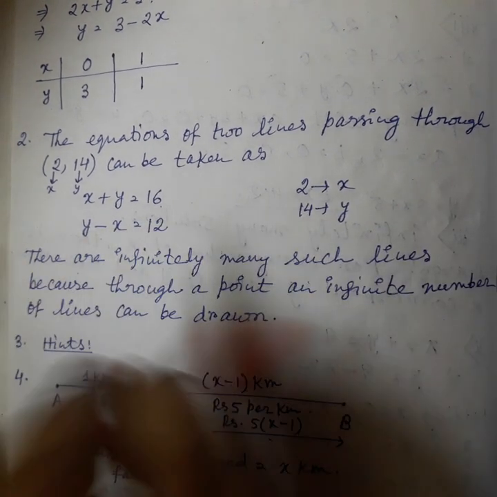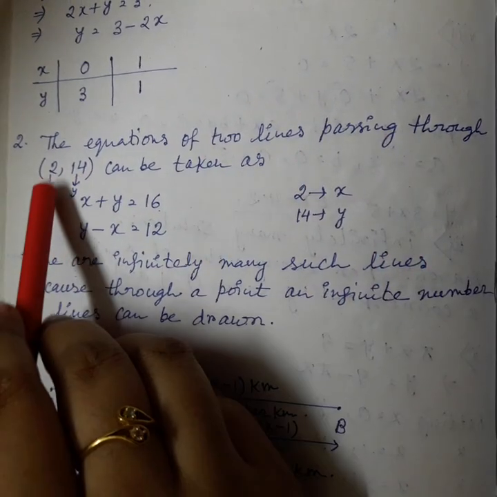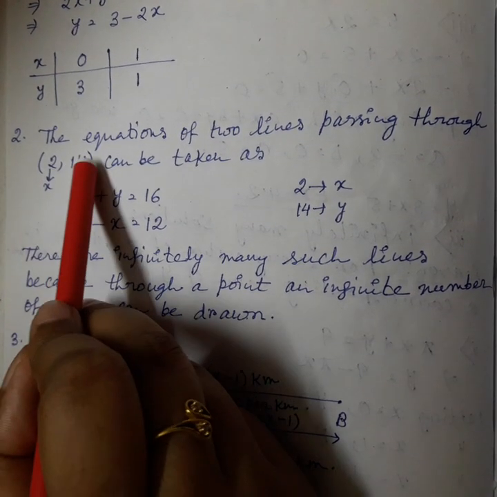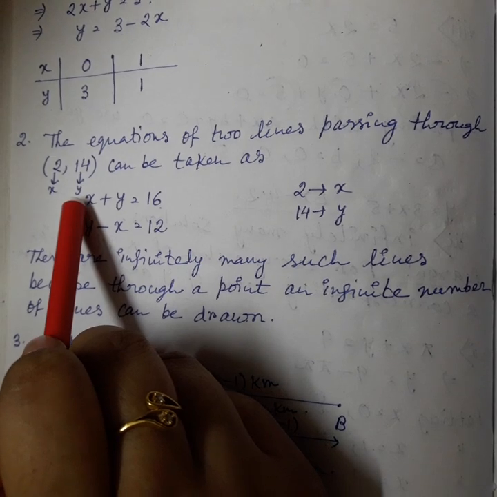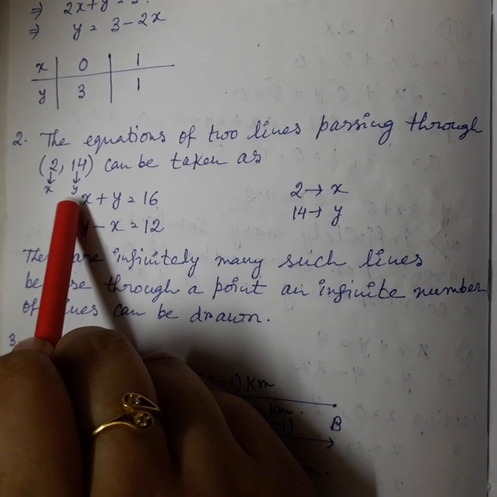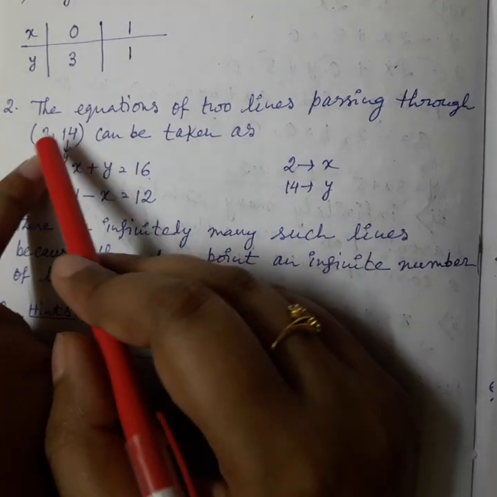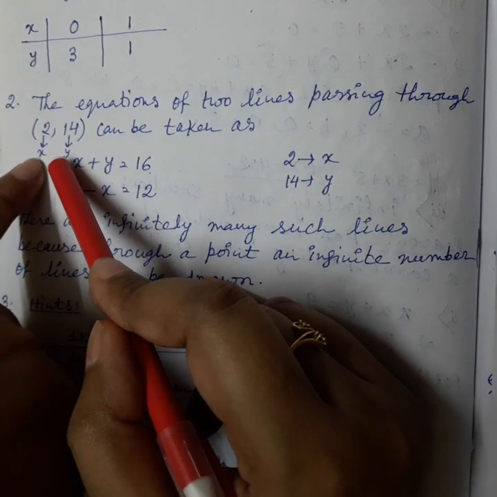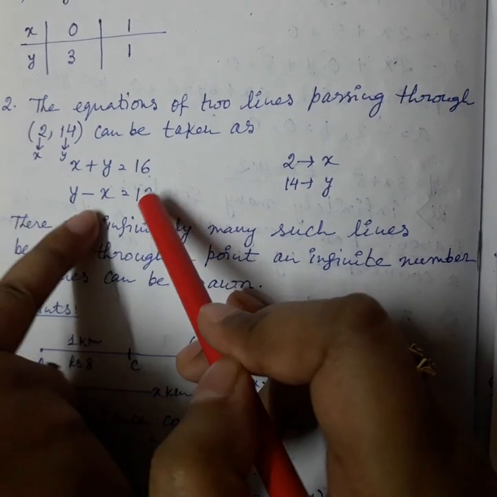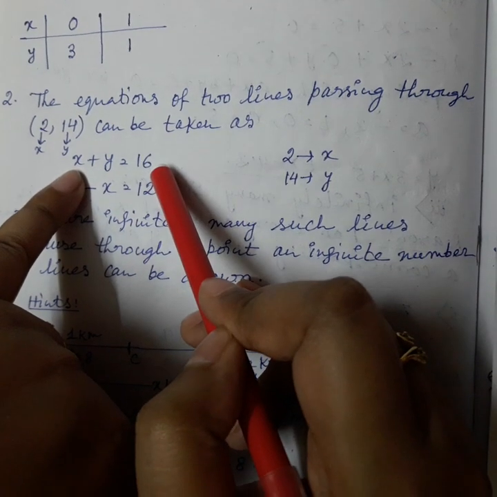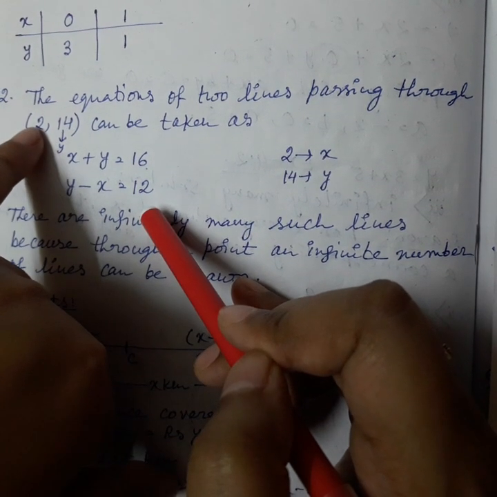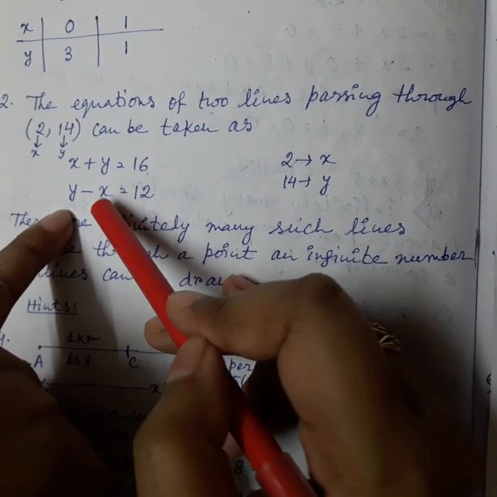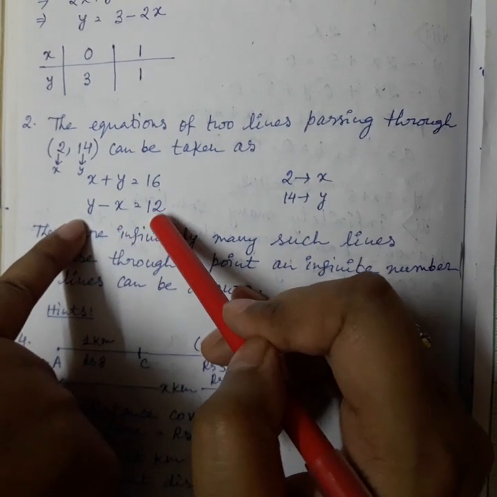So how we will make the equation? The equations of two lines passing through 2, 14 can be taken as 2 means what? The value of x, and 14 means what? The value of y. Now we are making the linear equation. So you have to think how you will make the equation. See that, if 2 plus 14 you will do, it's coming 16. So can we write x plus y equal to 16 because it will satisfy 2 plus 14 equal to 16. Another which way? 14 minus 2 equal to 12. That means y minus x equal to 12. Y means 14, x means 2. So 14 minus 2 equal to 12.